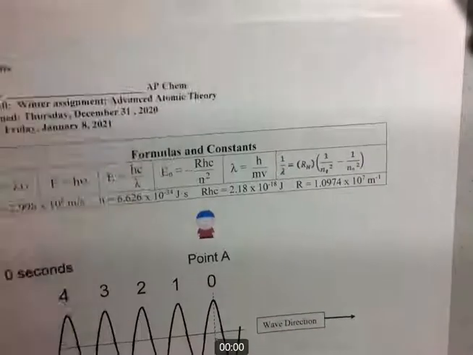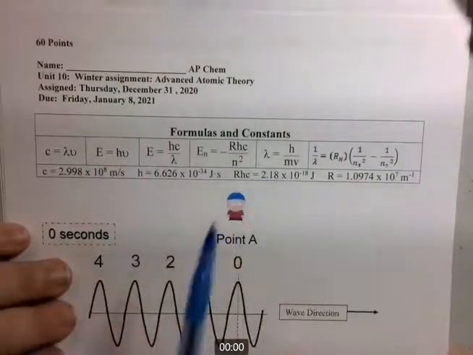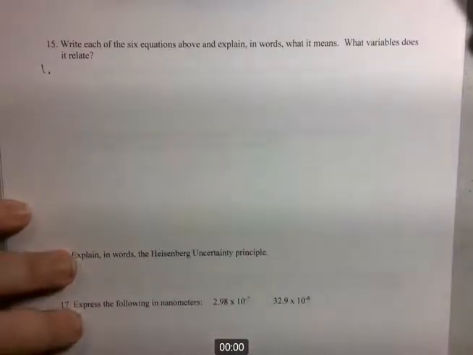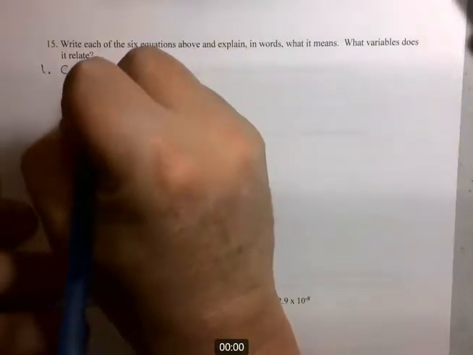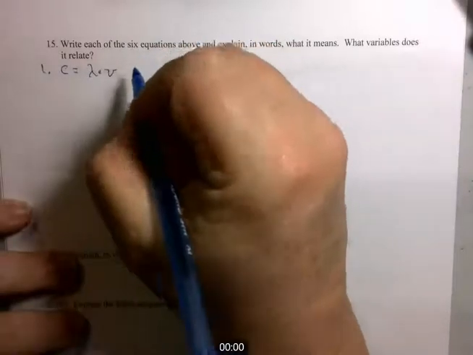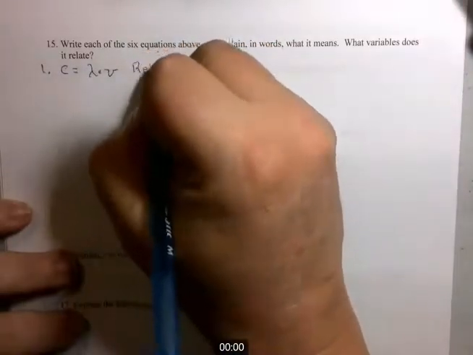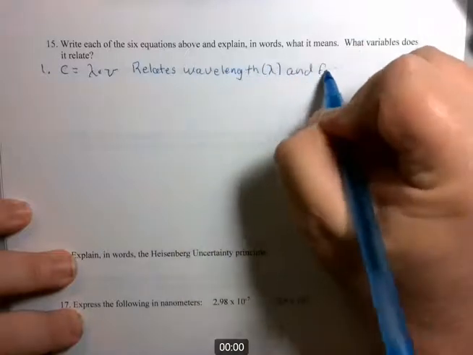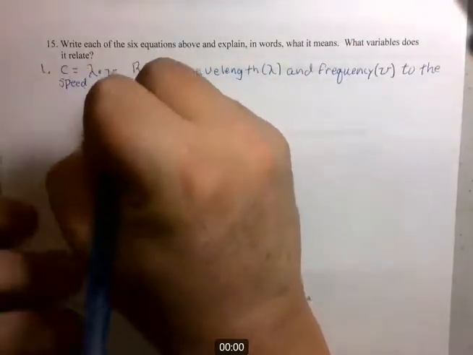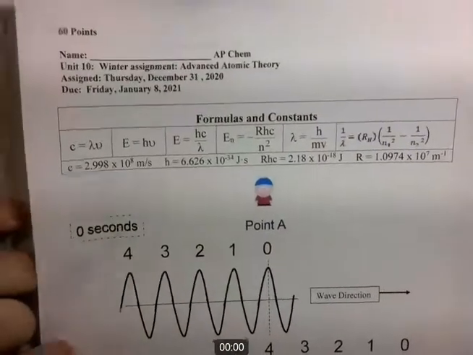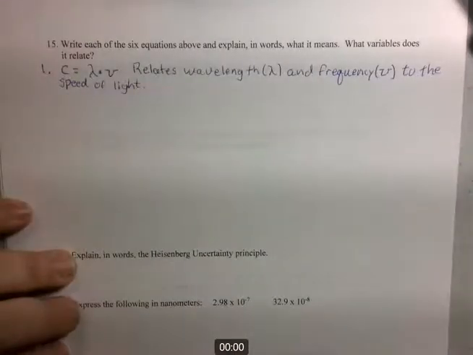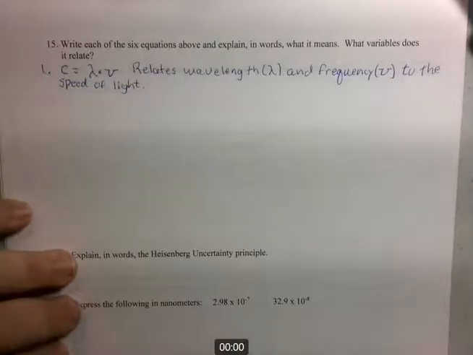Okay. So let's just start with the first one. Again, I'm just simply going to go 1, 2, 3, 4, 5, 6. Go straight across like that, okay? So you can see that for yourself. So c equals lambda times nu, okay? Let me read it actually first. So speed of light equals wavelength times frequency. So it relates the wavelength and the frequency to the speed of light.